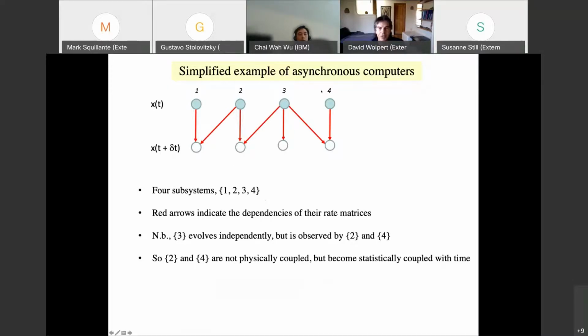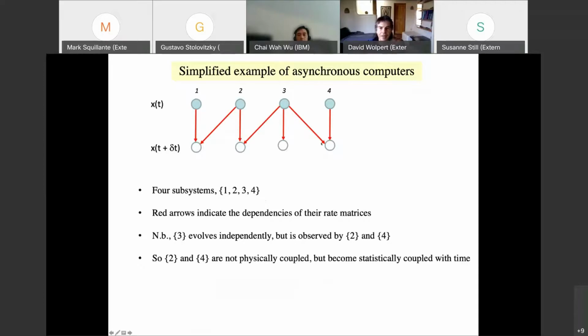So here is an asynchronous system. I've got 4 subsystems, 1, 2, 3, and 4. They're communicating with one another according to these red arrows. So here's their state at time t, and at time t plus delta t. What these arrows indicate is that the state of subsystem 1 at time t plus delta t depends on its state at time t and the state of subsystem 2 at time t, but nobody else. Similarly, subsystem 2 depends on its own state and subsystem 3's state. Subsystem 3, though, note that it evolves autonomously. Its state at time t plus delta t is a function of its state at time t, but nobody else's.